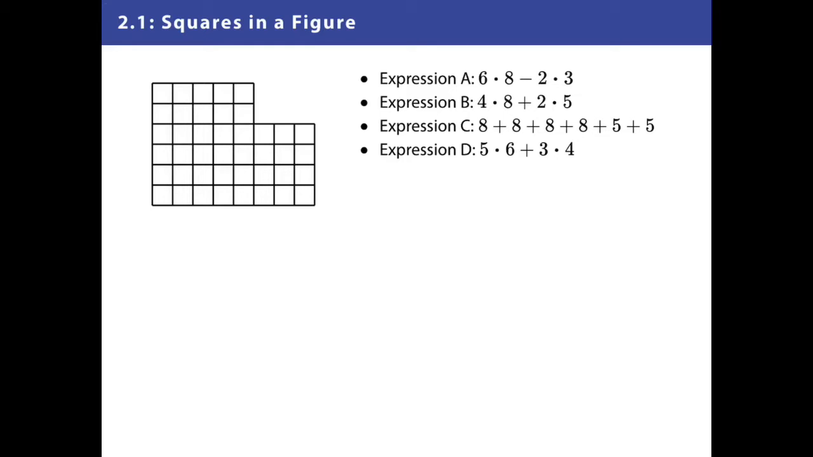And then expression D, there are 5 columns of 6 small squares and 3 columns of 4 small squares. So each of them is a different way to express how many small squares are in the figure. And so just keep in mind there's many ways to write these.